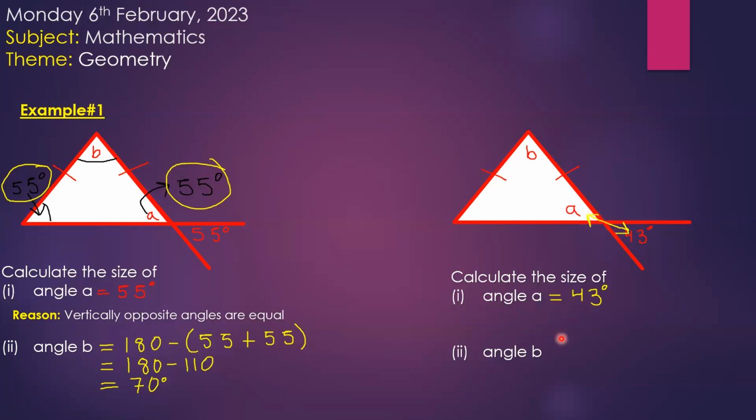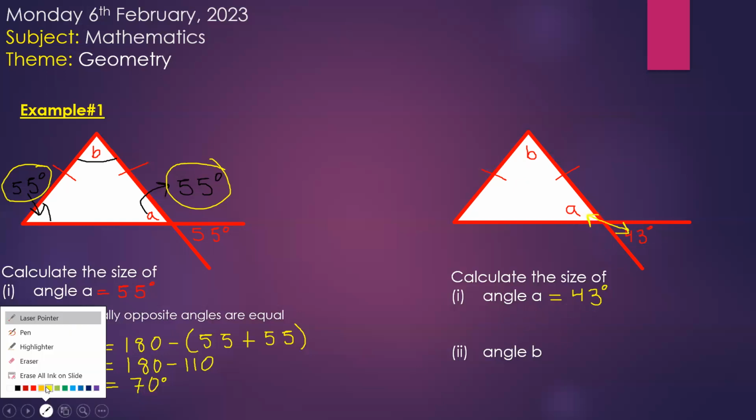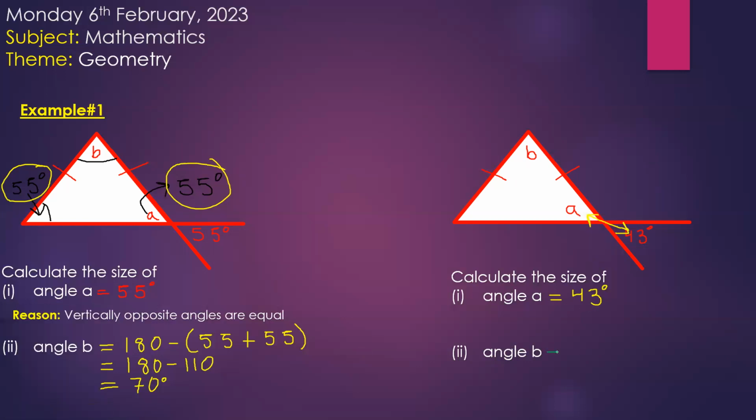Now, tell me how we're going to get B. What is B going to be equal to? A is 43, and what do we know about this opposite side? That would be 43 as well. So you add 43 plus 43, which gives you 86, and then we subtract it from 180, which gives you 94.